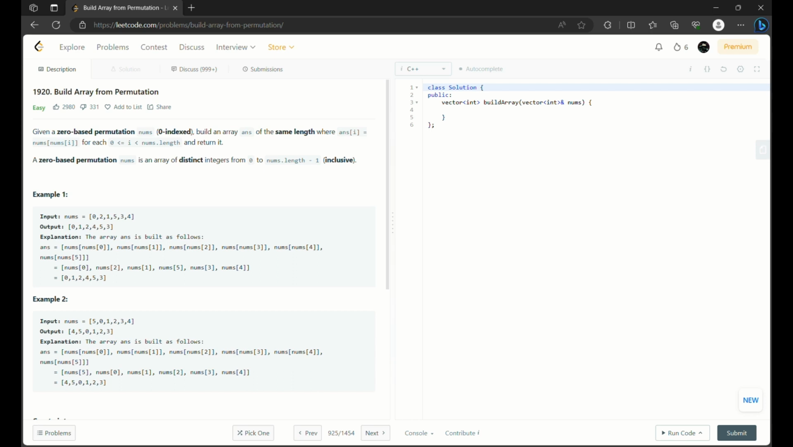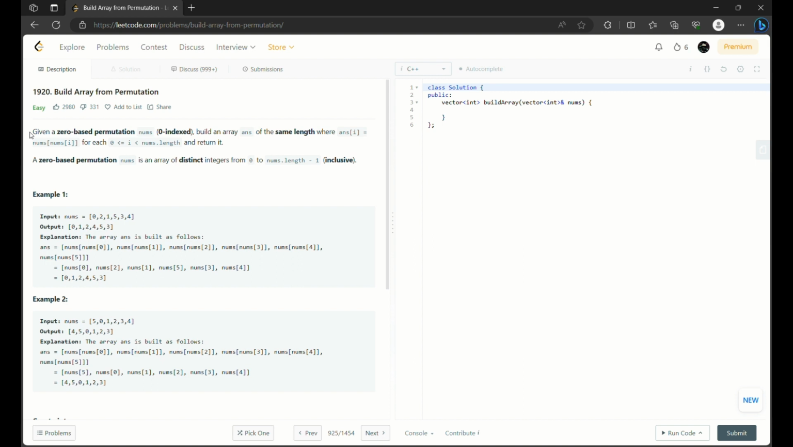Okay, so hello everyone. We are going to solve the first question, the easiest question from LeetCode, whose name is Build Array from Permutation, as it has the highest submission rate among the easiest ones. So I think it will be understandable to you.